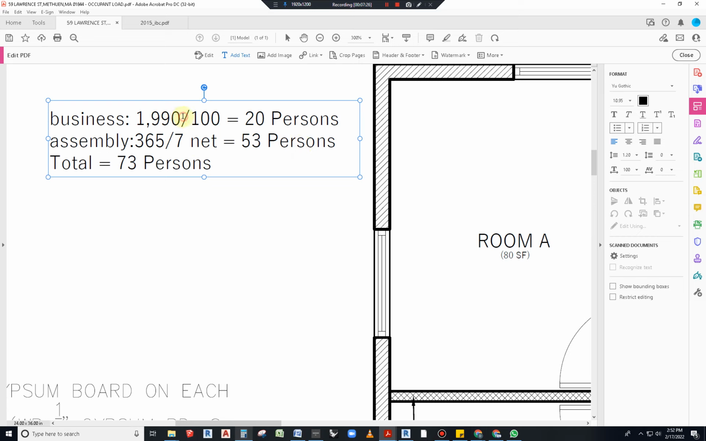Okay. Square feet. Square feet. And assembly. And then business.